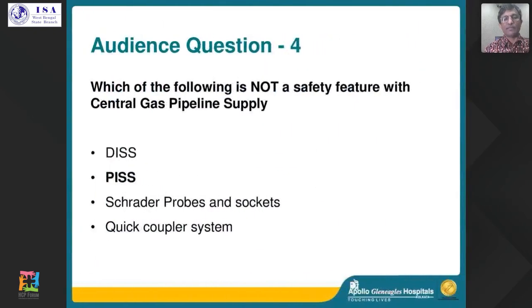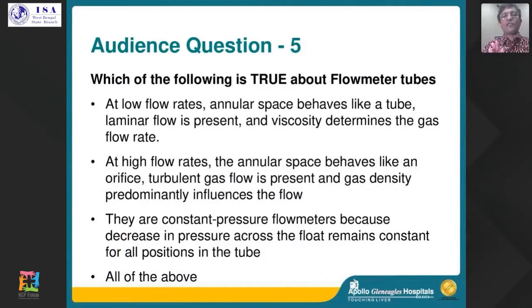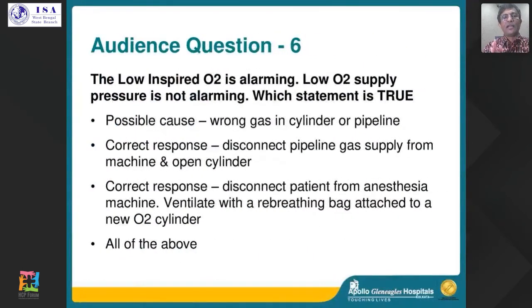Not a safety feature with the central gas pipeline? It is obviously PIS, that is with the cylinders and the hanger yoke assembly. The rest of them are true for the central gas pipeline supply system. About flow meter tubes, yes, at low flow rates, it behaves laminar, viscosity determines; at high flow rates, it is turbulent, density determines; and it is a constant pressure flow meter. So all of the above statements are true about flow meter tubes.